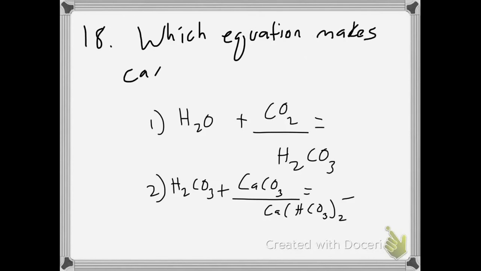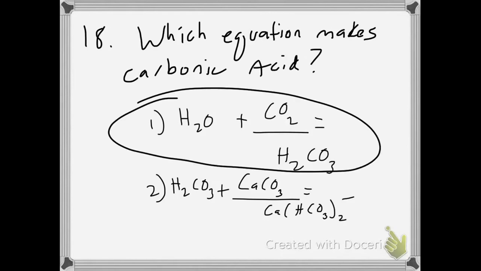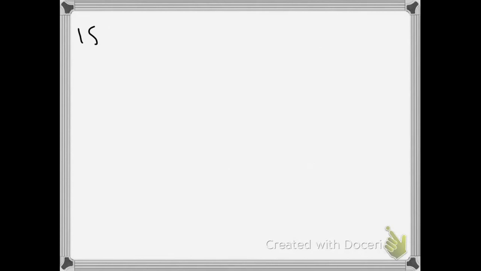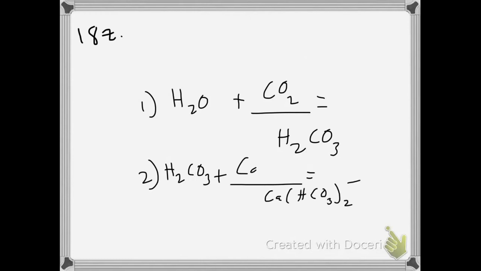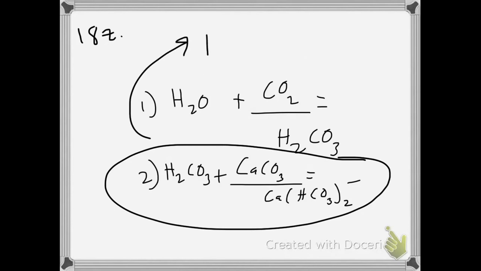Which equation actually makes carbonic acid? Which one makes carbonic acid? Okay, this is acid rain, H2CO3. That's the same acid in your Coca-Cola can. So equation number 1 is making carbonic acid, and equation number 2 is making something called calcium bicarbonate.